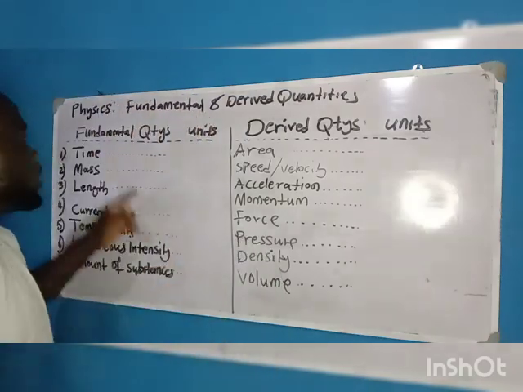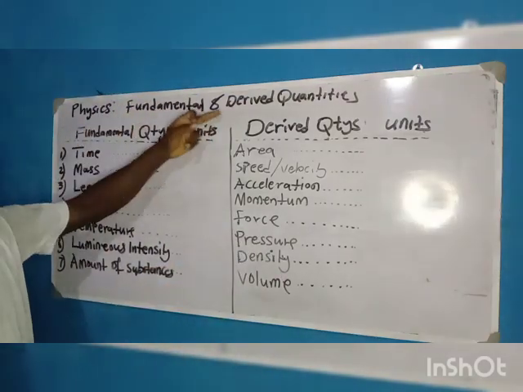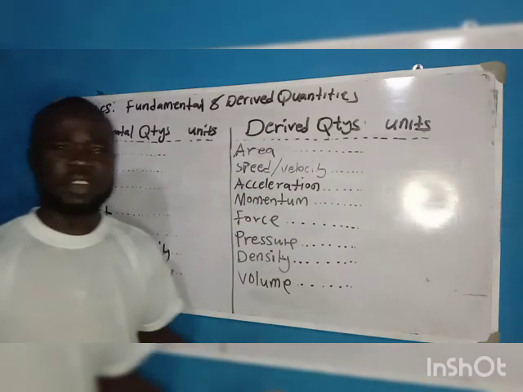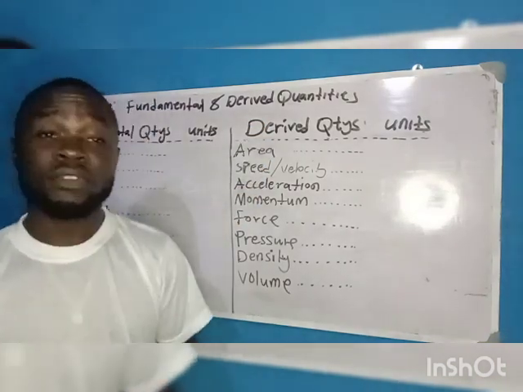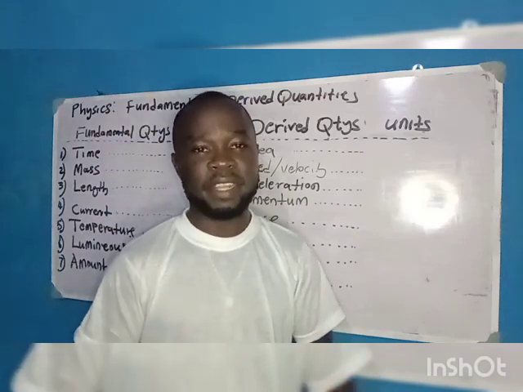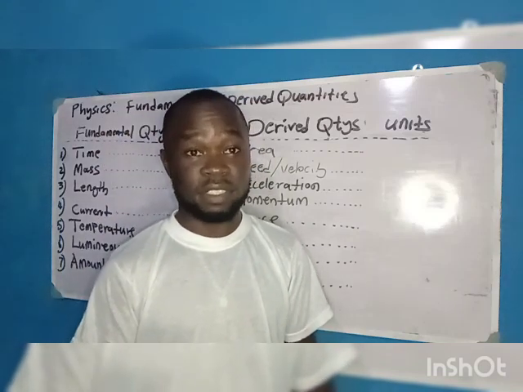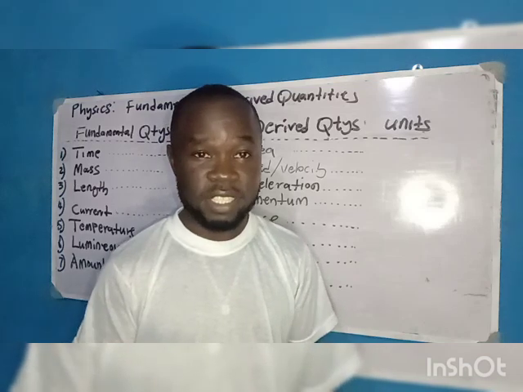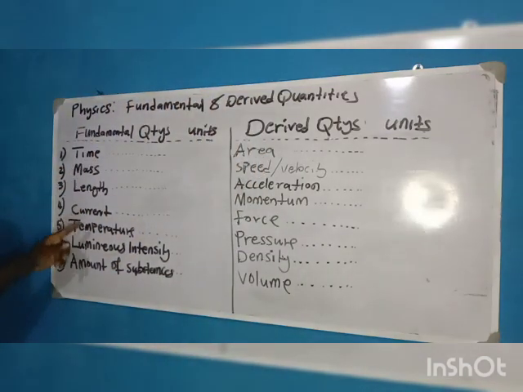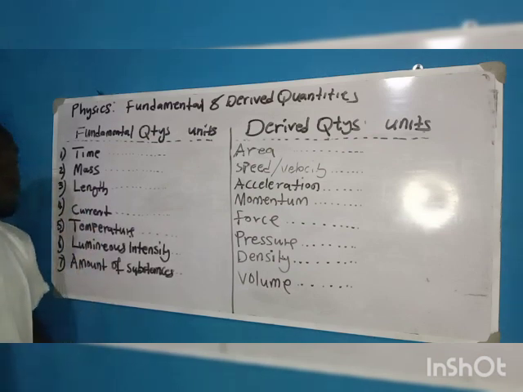Today we'll be looking at fundamental and derived quantities in physics. What are fundamental quantities? Fundamental quantities are basic quantities that are independent of others for them to exist in physics. And these quantities are as follows. We have time, mass, length, current, temperature, luminous intensity, and amount of substance.